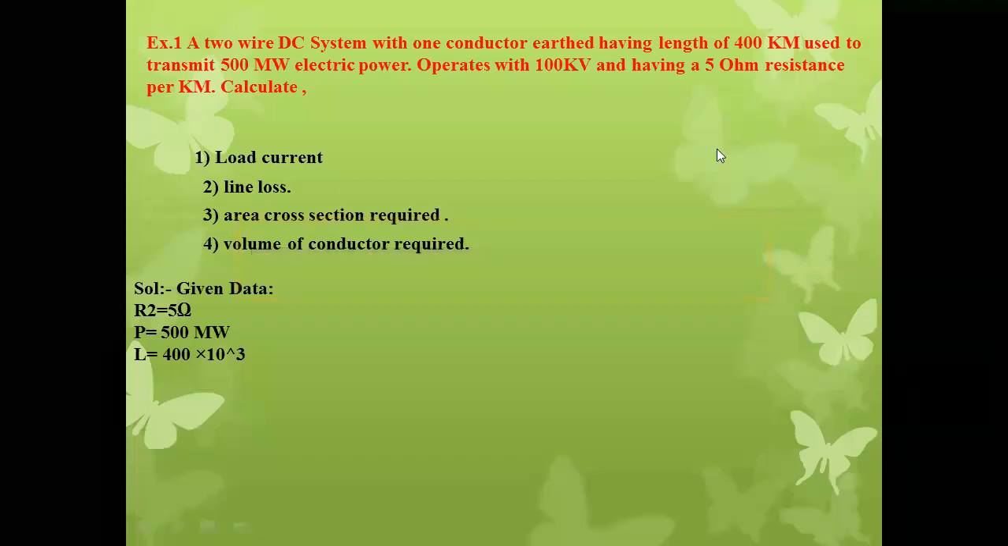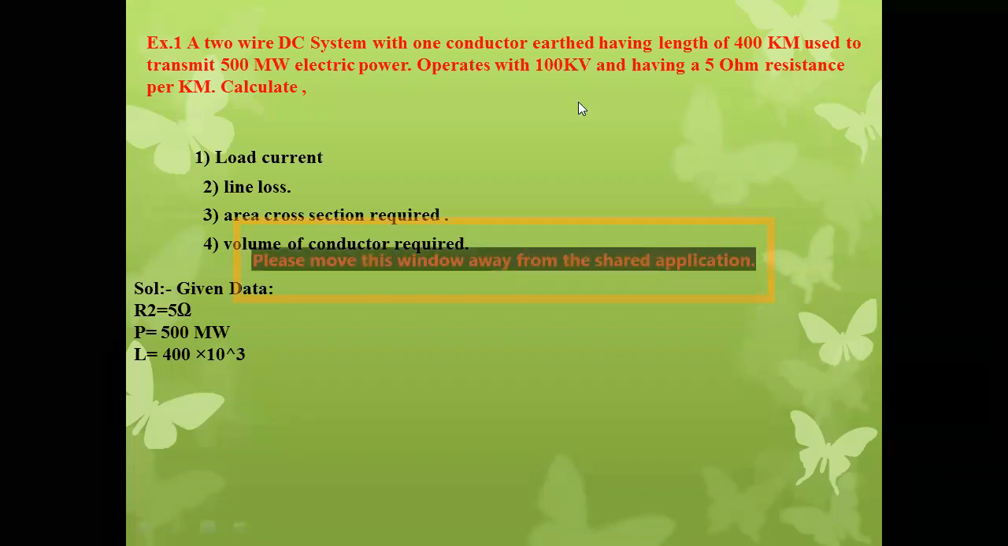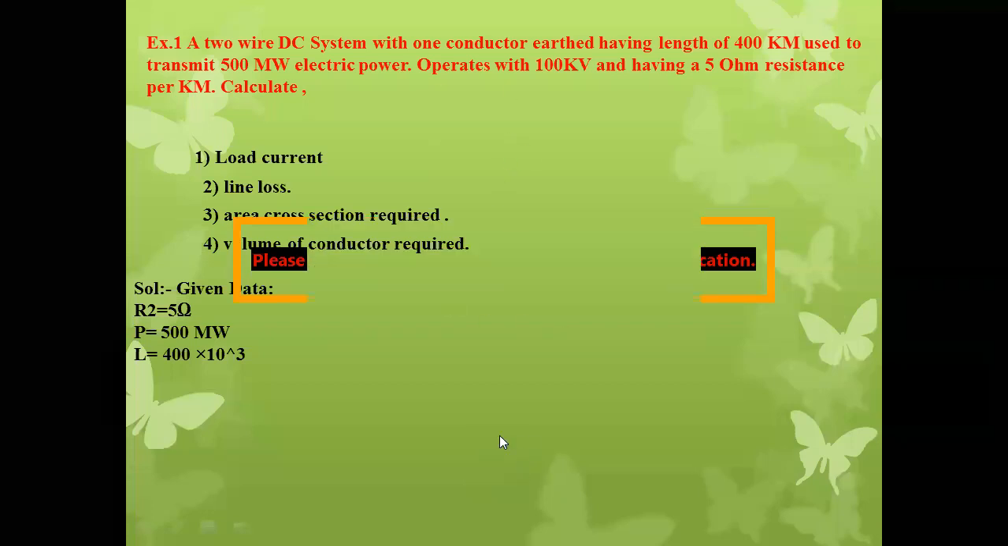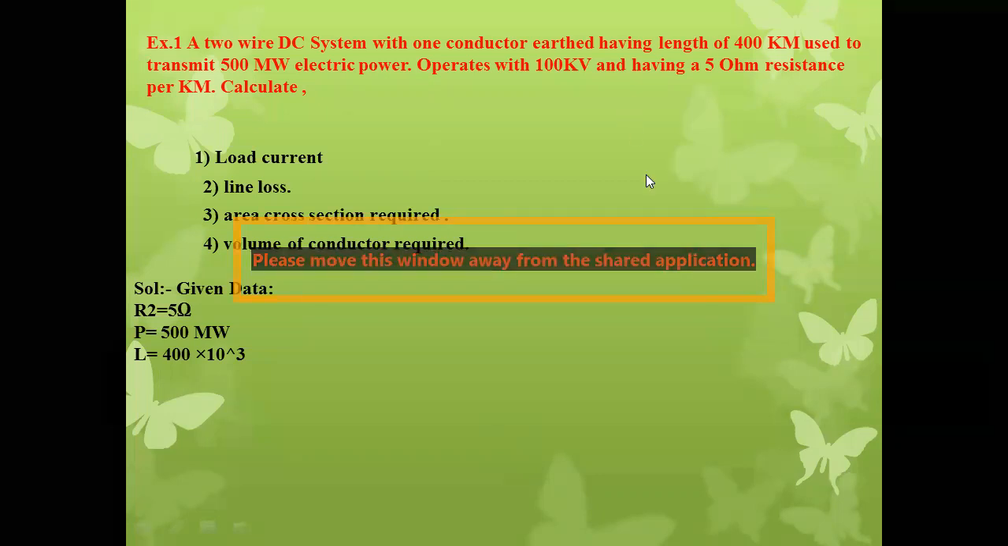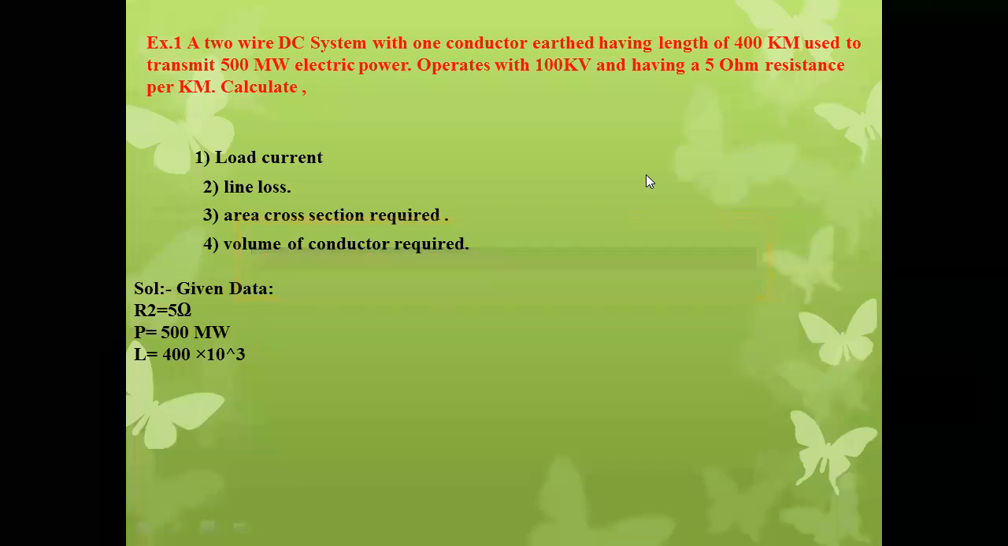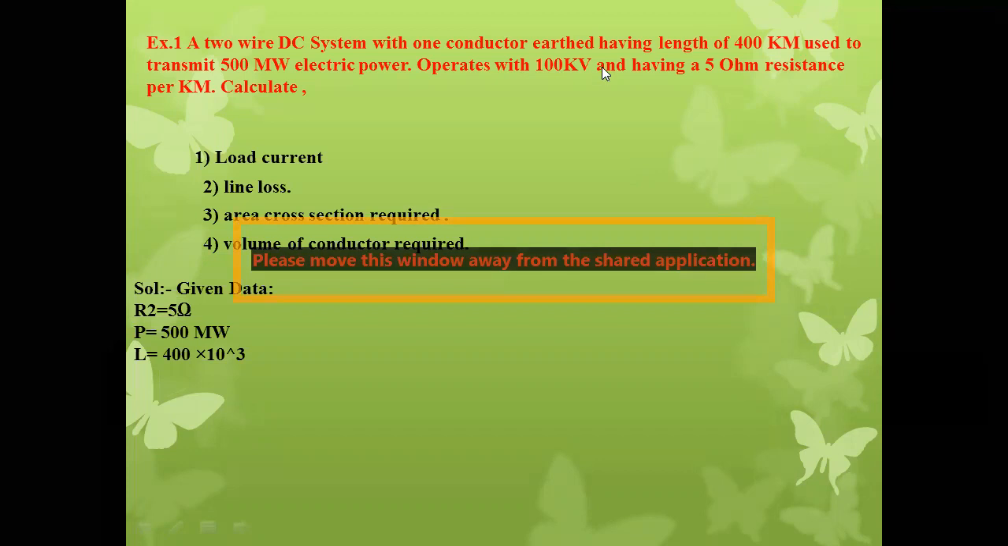Transmit 500 megawatt electric power, operating with 100 kilovolt, having 5 ohm resistance per kilometer. We have to calculate the load current, line losses, area of cross section required, and the volume of conductor required. So first of all, we have to write down the given data.